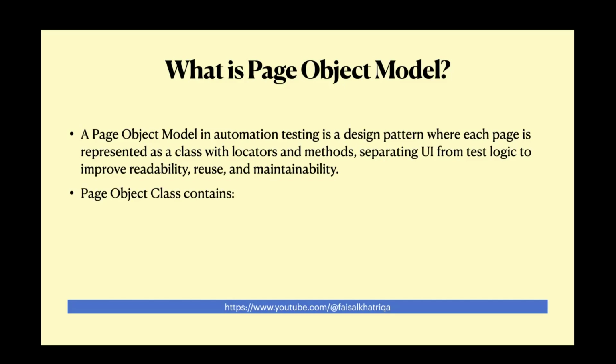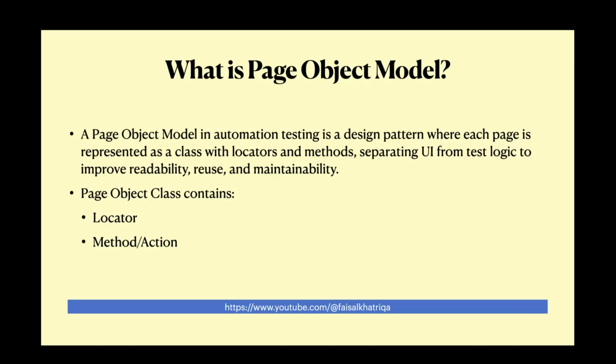In POM, each page of your software application is represented by a class called a page object class. And this page object class contains locators. Locators are a way to find an element on a web page, like a button, input field, or link. It tells the test exactly where to click or type. The examples include ID, name, CSS selector, and XPath, and so on. There are a total of 8 different types of locators in Selenium WebDriver.